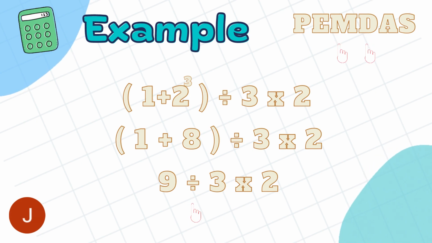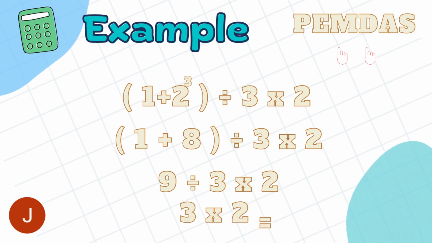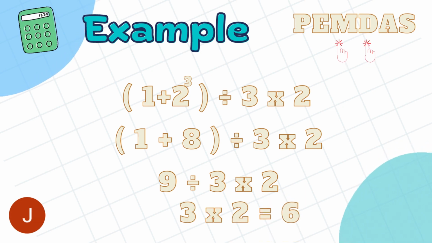So we start with the division in this case. 9 divided by 3 gives me 3, and then I drop the 2. So I have 3 multiplied by 2, which is 6. And there you have it. We solved an expression using the order of operations.